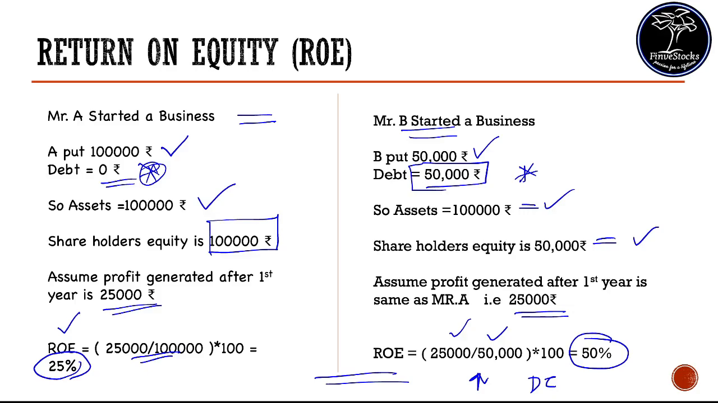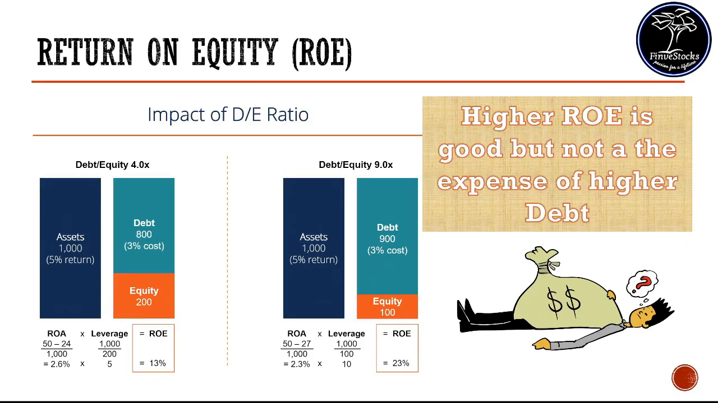With additional debt, the ROE will shoot up significantly high. A higher ROE is great, but certainly not at the cost of higher debt. So it is very risky as the finance cost will increase drastically. So from this example, one thing is clear. One should not blindly go with ROE numbers.